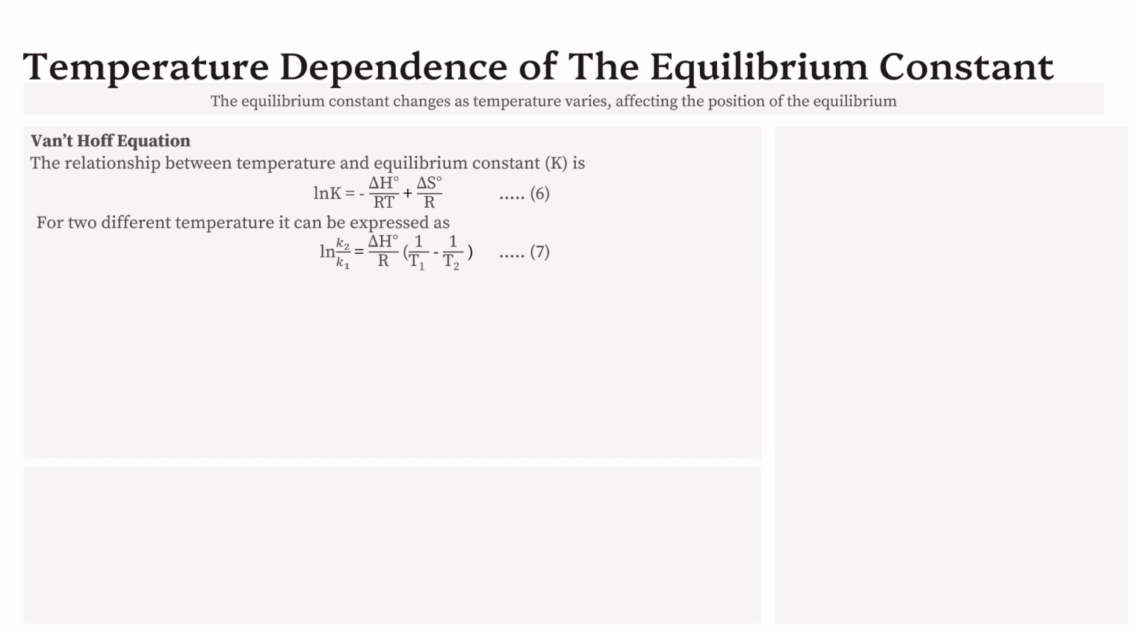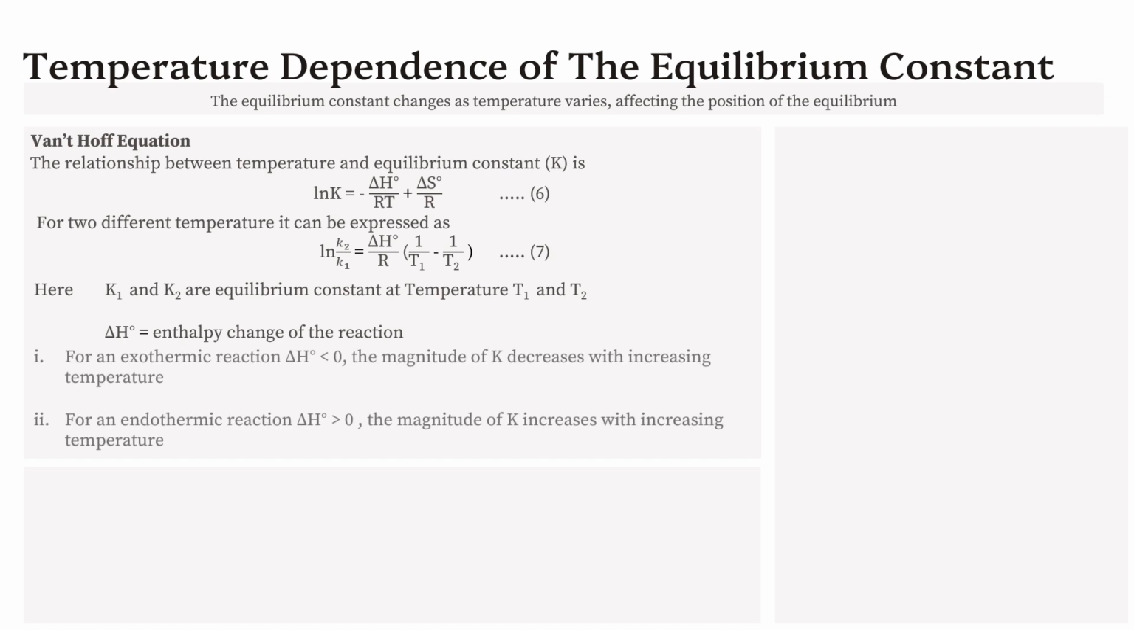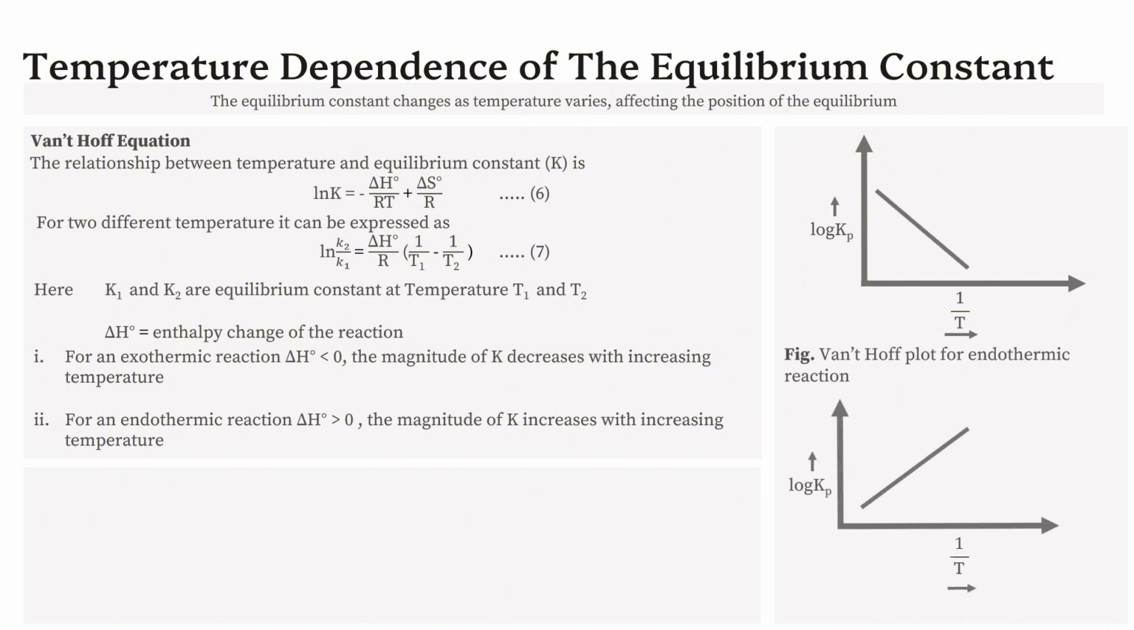For two different temperatures, we will get two different equilibrium constants, and their relation would be like this, as shown on screen. Here K1 and K2 are equilibrium constants at temperatures T1 and T2. For an exothermic reaction, del H would be less than 0 and the magnitude of K will decrease, and for an endothermic reaction, del H would be greater than 0 and the magnitude of K will increase. For a graph drawn of log Kp versus 1 by T, the slope would be negative for an endothermic reaction and positive for an exothermic reaction.